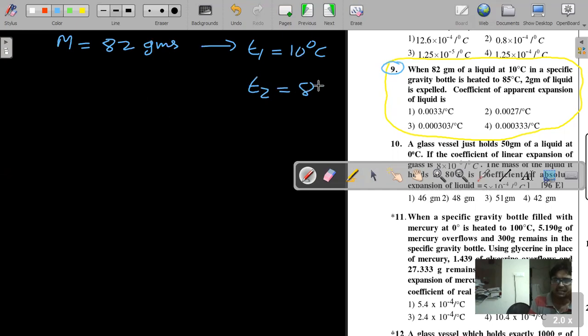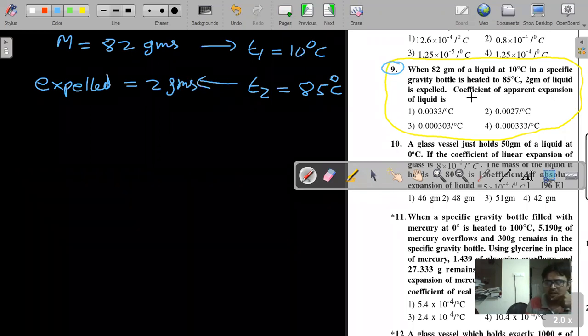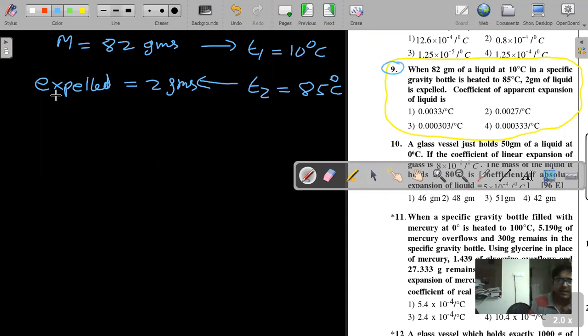So at 85 degrees centigrade, what happened? 2 grams of liquid is expelled. Expelled liquid they mentioned as 2 grams, and they're asking the coefficient of apparent expansion of liquid. What is the coefficient of apparent expansion of liquid? It is nothing but gamma A. I hope all the students understood till here.